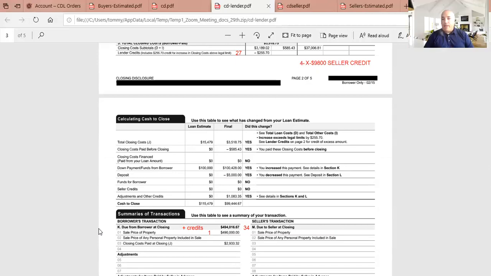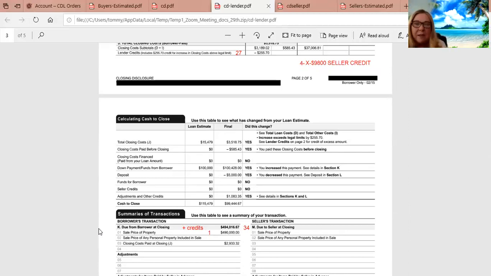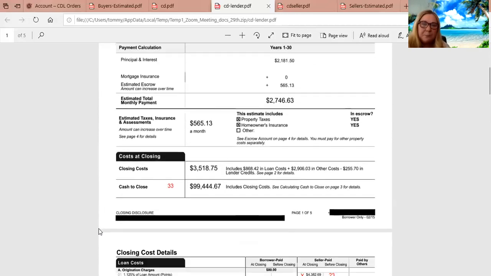Right, they wanted it itemized. Exactly. So that was real important. I wanted to show you that part of it. All right, let's go back up to that second page here.